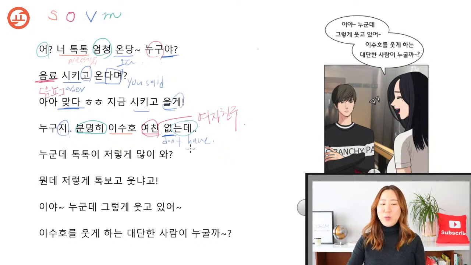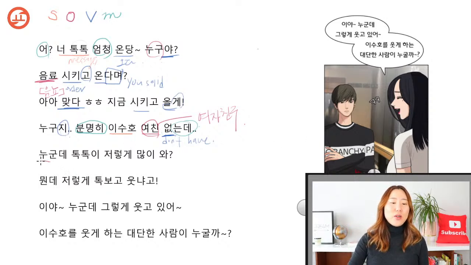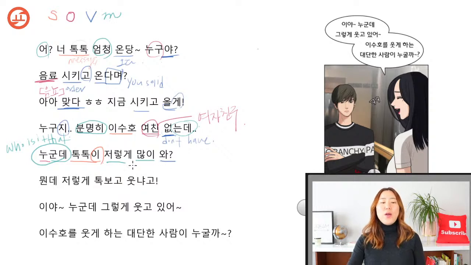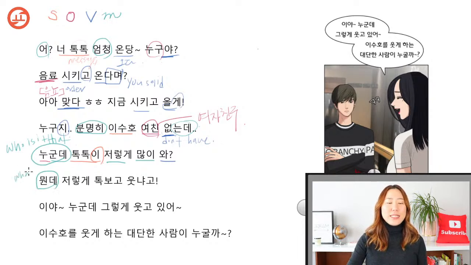But why is he getting so many messages? 누군데? Who is it that? This part, who is it that? You can think of it like this. Whole thing together. Who is it that in English? Okay? Who is it that? 톡톡이 저렇게 많이 와. 톡톡 messages like that a lot come. Right? Who is it that 톡톡 messages are coming a lot like that? And here the same format. You can think of it. What is it that? What is it that? 저렇게 like that.